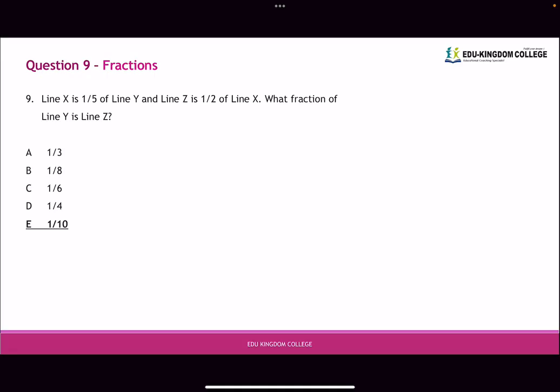Question 9. So we have line X is a fifth of line Y. And then line Z is half of line X. So we have line Y. Okay, 1, 2, 3, 4, and then this is 5. And then this is where X is. So it's 1/5. And then Z is half of line X. So that's going to be 1/10 of line Y.